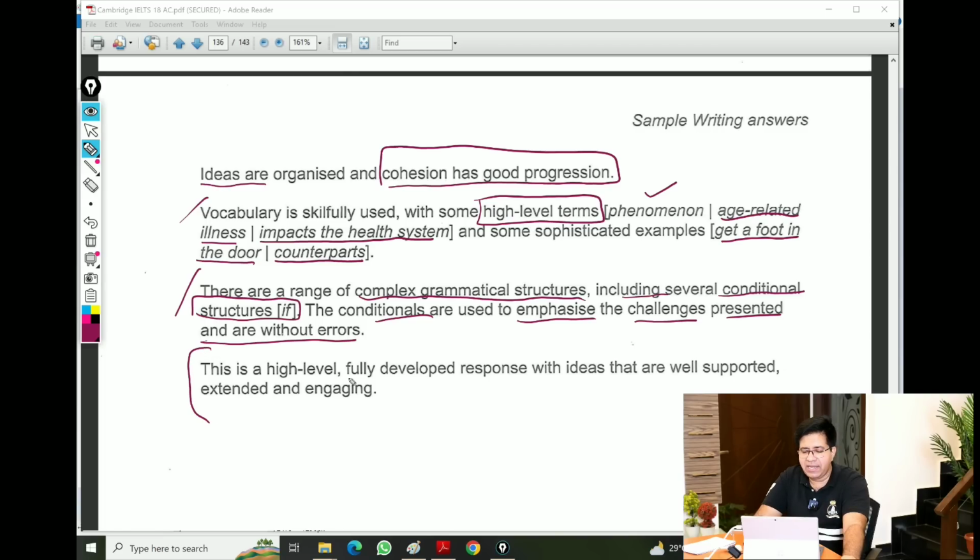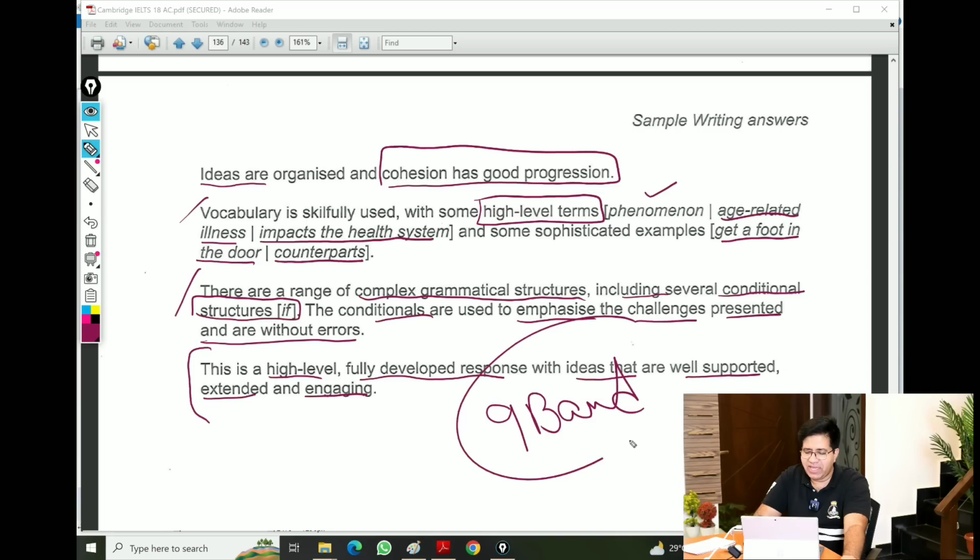Last, this is a high level, fully developed response with ideas that are well supported, extended and engaging. So this essay should get this band score, okay, and it is by the examiner, not by me.